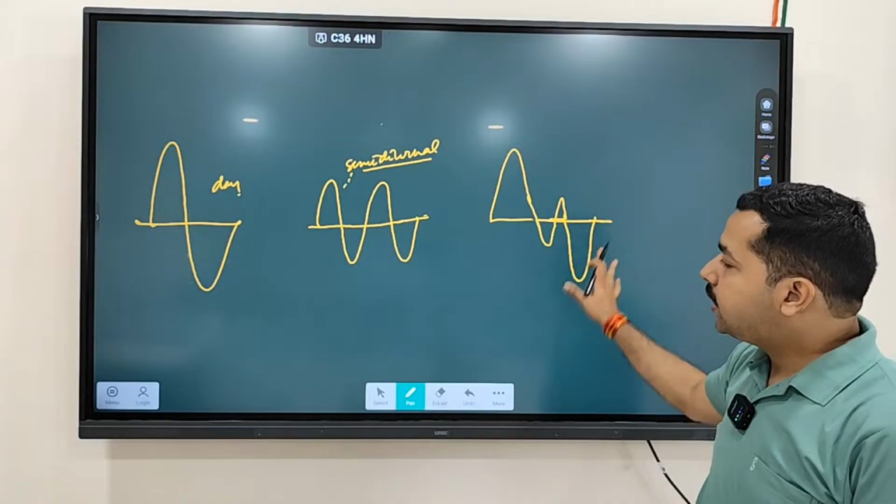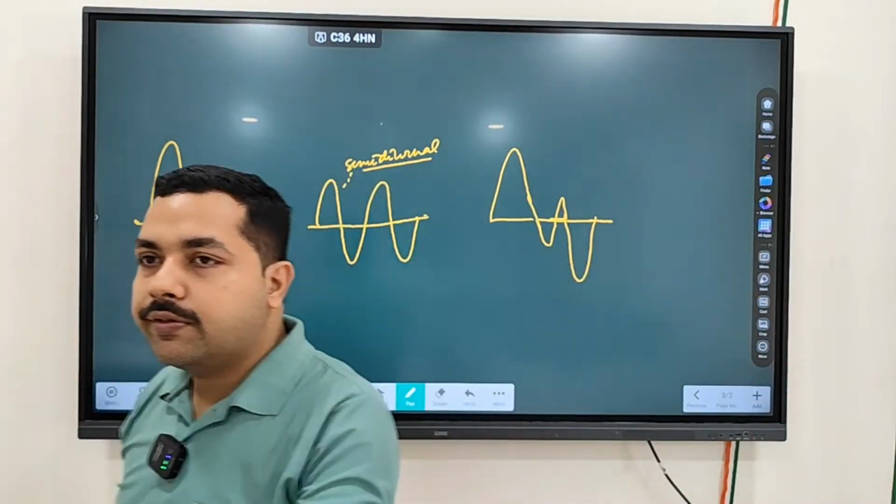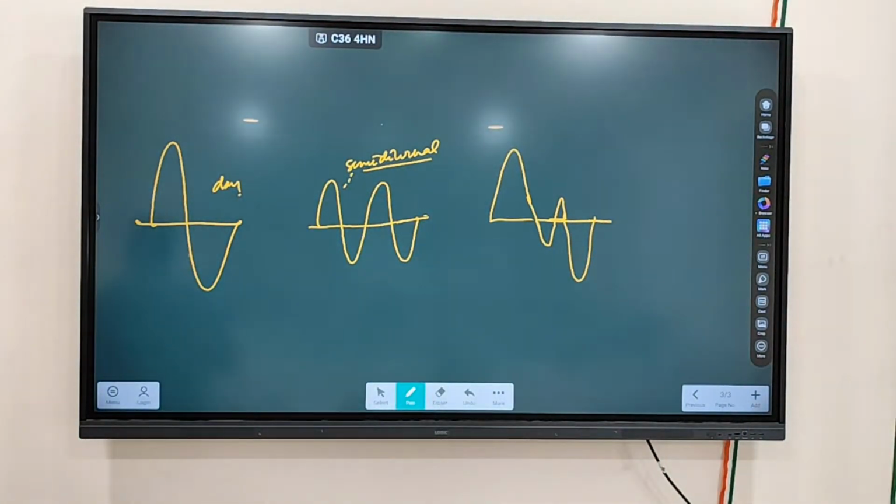When you are observing tides with variation in height, which type of tide is it? Mixed tide. Tides having variation in height are referred to as mixed tide. Fine. So these are the three classifications of tide based on frequency.